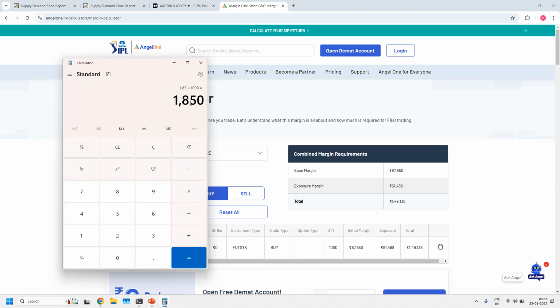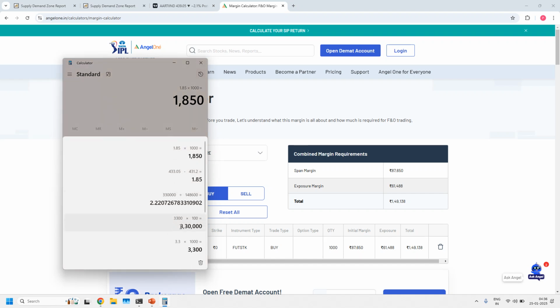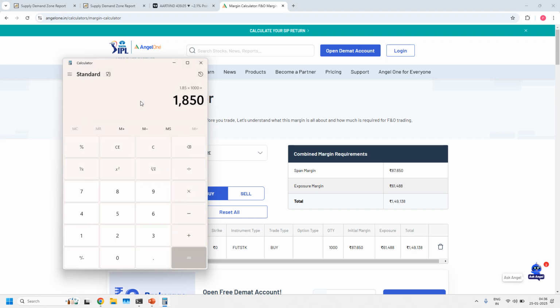And what is the cost of the lot size? We calculated approximately around 1,48,600. So into 100 divided by 1,48,600. See, your risk is reduced to 1.2%. Earlier you got 2.2%. Now it is 1.2% or 1.25%.